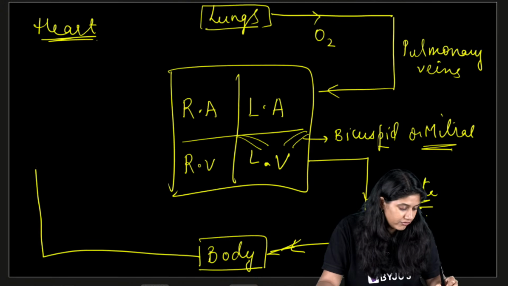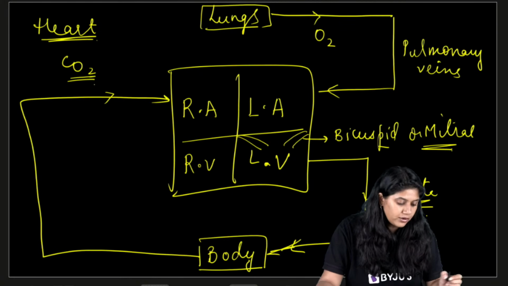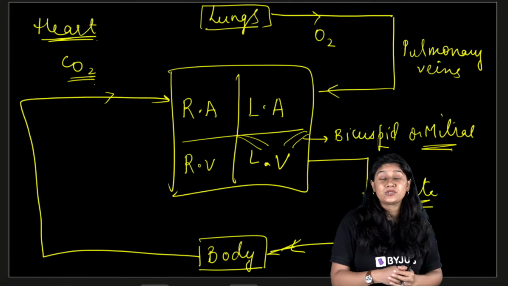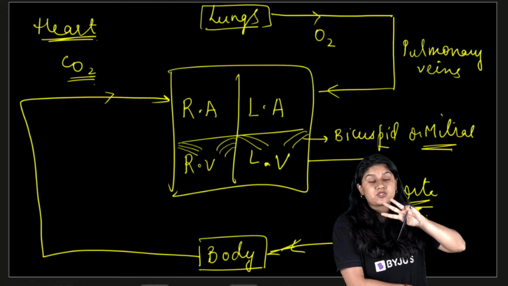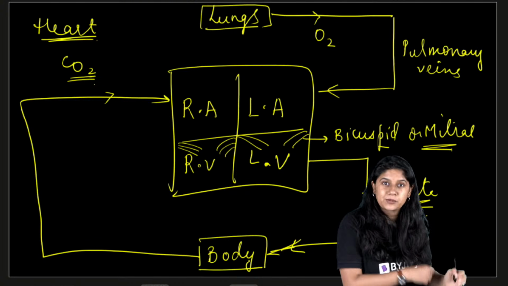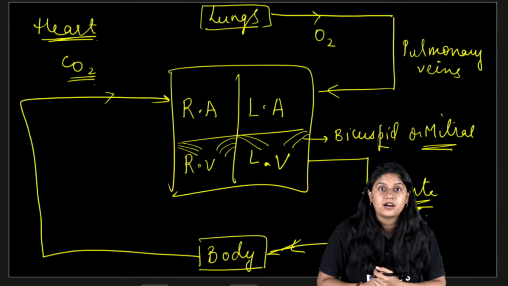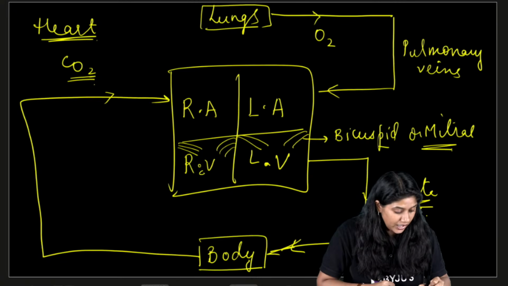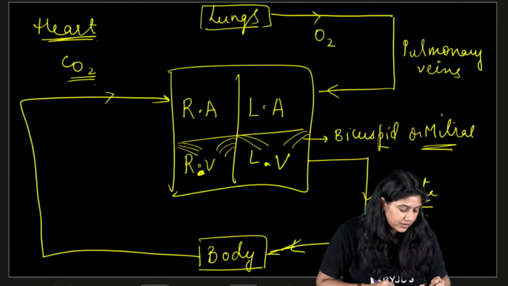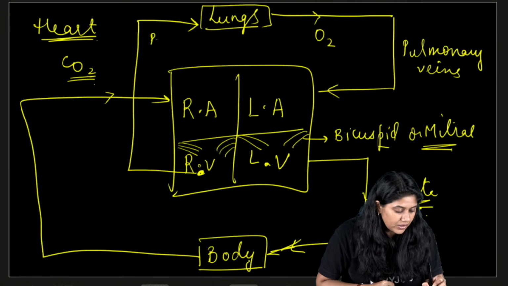Then, from the body, everyone, the carbon dioxide rich blood, CO2 rich blood, will be moving from different parts of the body to the right atrium. Then from the right atrium, it moves to the right ventricle, and we have the tricuspid valve. Three layers of valves, three membrane-like structures all together, form the tricuspid valve. From the right ventricle, the blood goes to the pulmonary artery, and it carries the blood to the lungs.